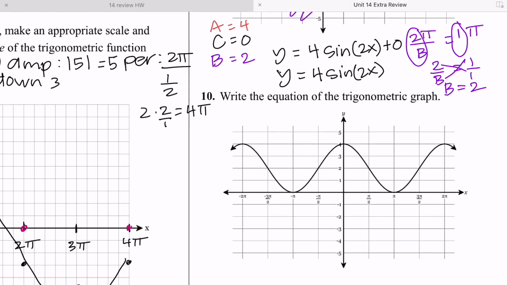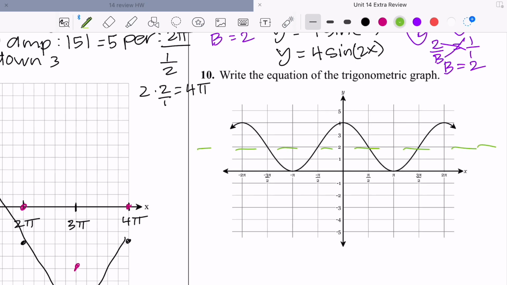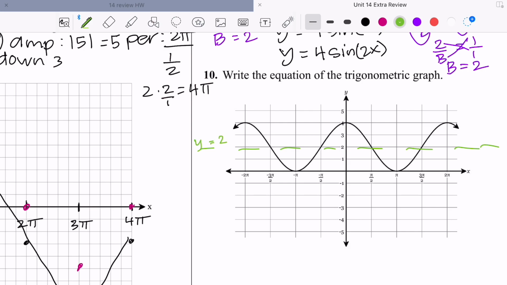And then for our last problem, same thing. We are going to find the midline. And so the midline on this graph is up here at y equals 2. So that's telling me that c equals 2. And then the next thing I'm going to do is look at the distance from the midline, which is 2. So that's my amplitude.